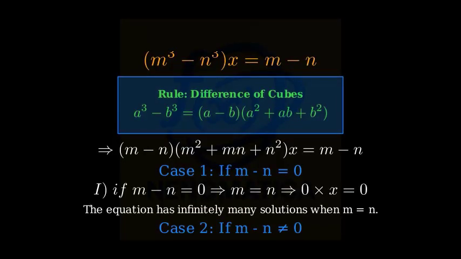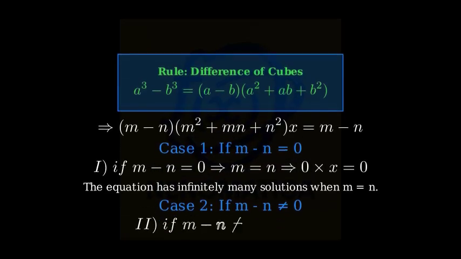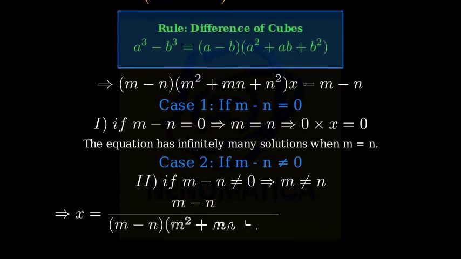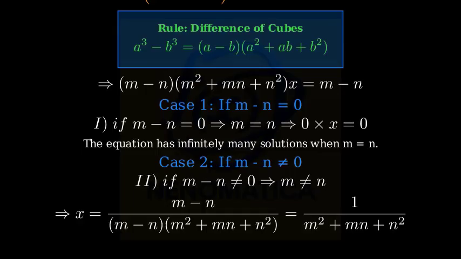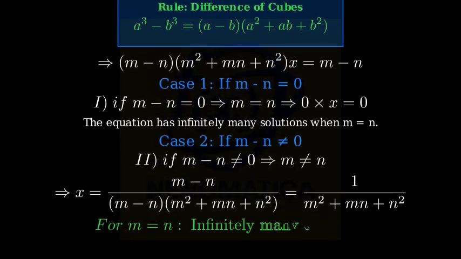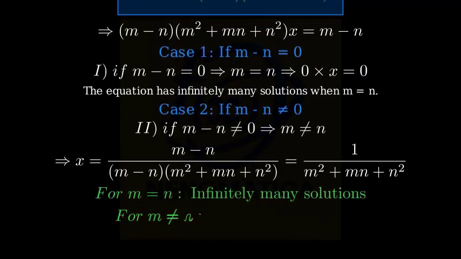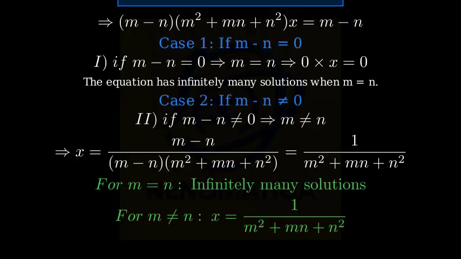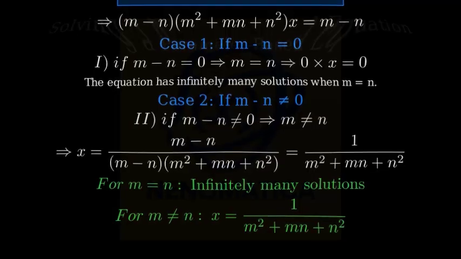Case 2, if m minus n is not equal to 0, then we can divide both sides by m minus n. This gives us m squared plus m n plus n squared times x equals 1. So to summarize our solution, when m equals n, the equation has infinitely many solutions. When m is not equal to n, the equation has exactly one solution, x equals 1 divided by m squared plus m n plus n squared.